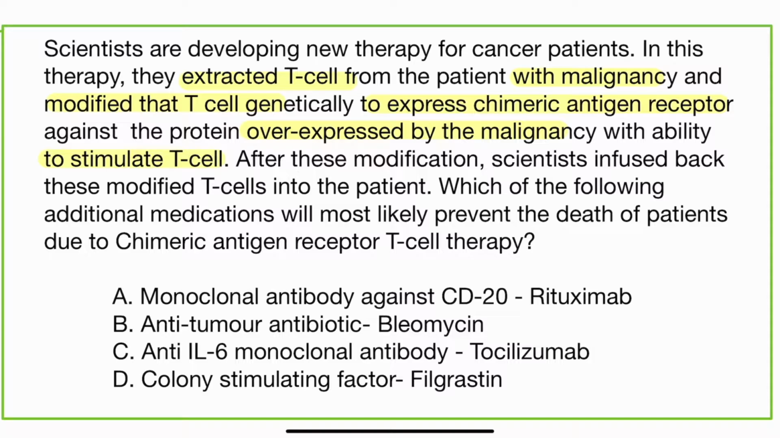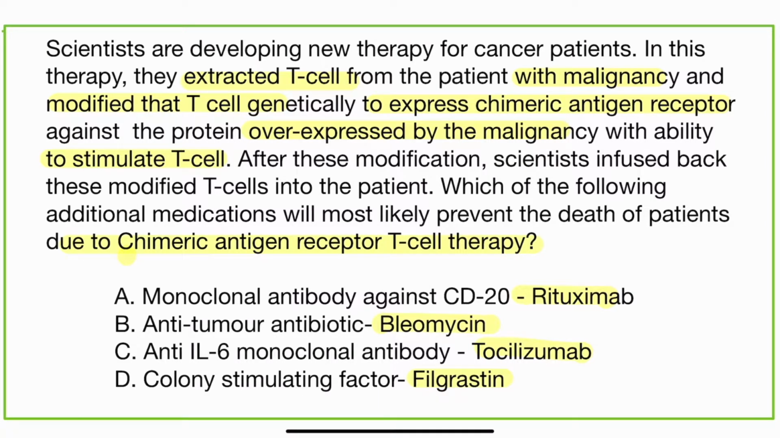Which of the following additional medications will most likely prevent the death of the patient due to chimeric antigen receptor T cell therapy? The options are monoclonal antibody against CD20, anti-tumor antibiotic, anti-IL-6 monoclonal antibody, and colony stimulating factor. These are the options. You can pause the video and answer the question. If you already answered the question, let's discuss the question.